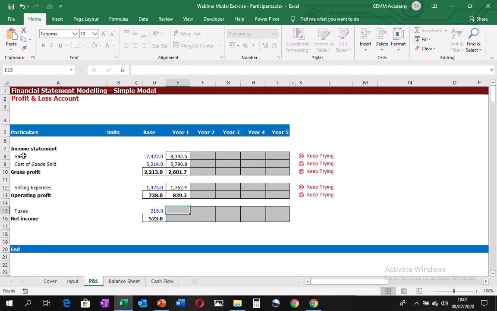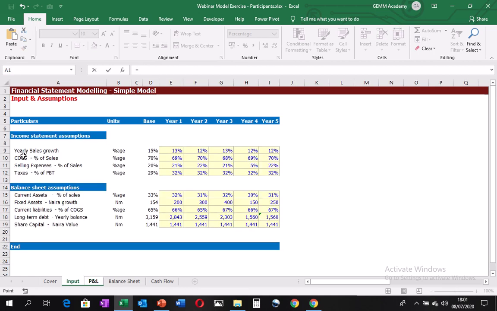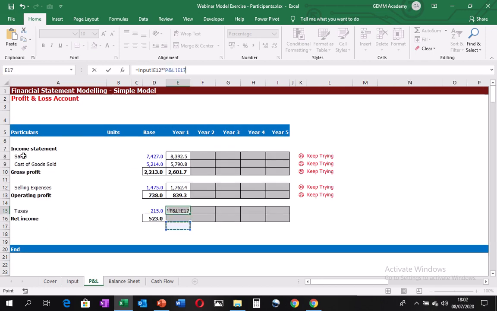Right, then the taxes equals, go to the input page. Taxes is expressed on PBT, so this is the tax rate multiplied by PBT. PBT in this case is our operating profit because we've got no finance costs. So operating profit, which is earnings before interest and tax, is also the same thing as PBT. So I'm going to multiply that with that. Then our net income, I will extend this, Ctrl R, and that will give us the net income.